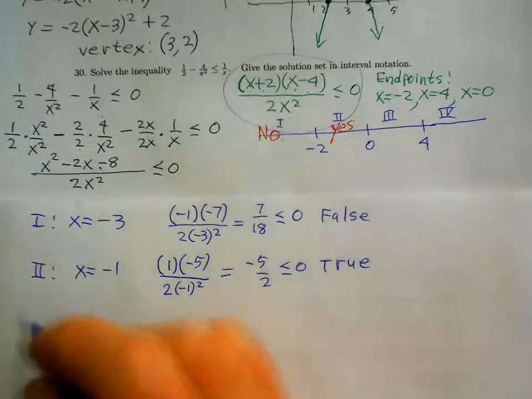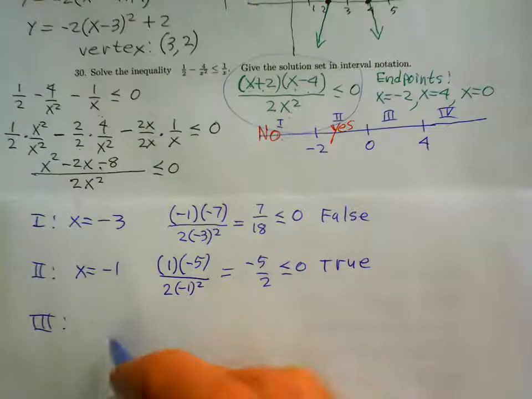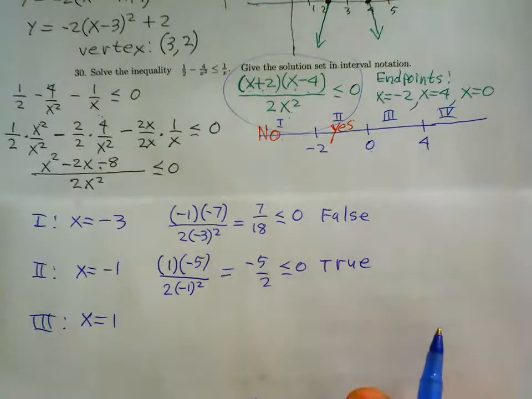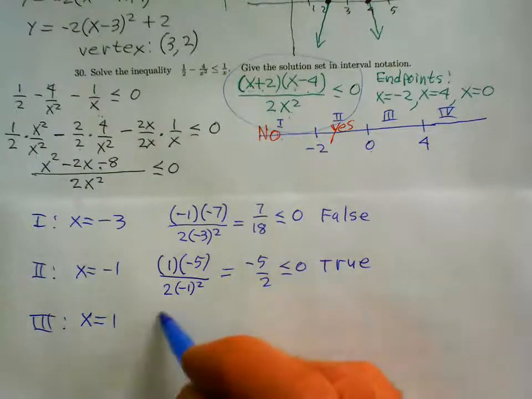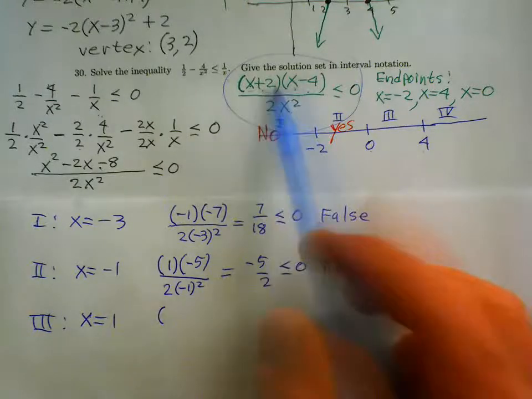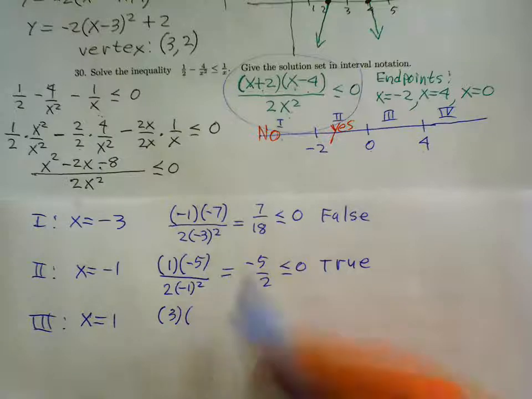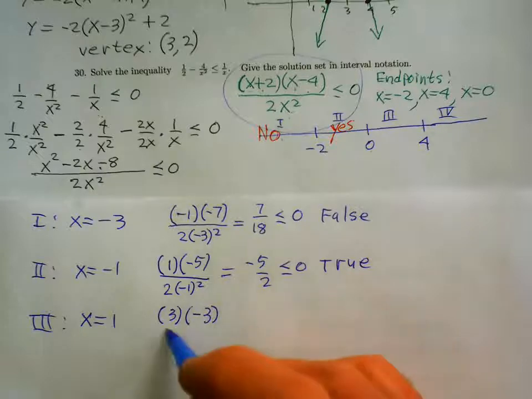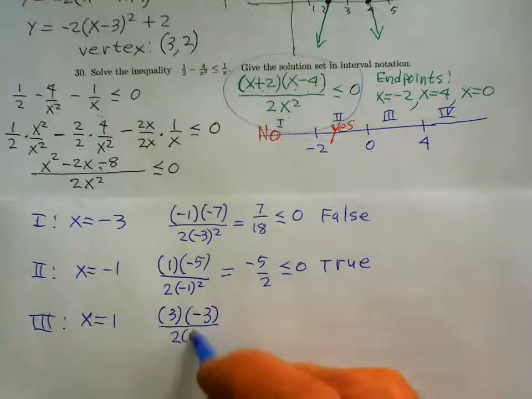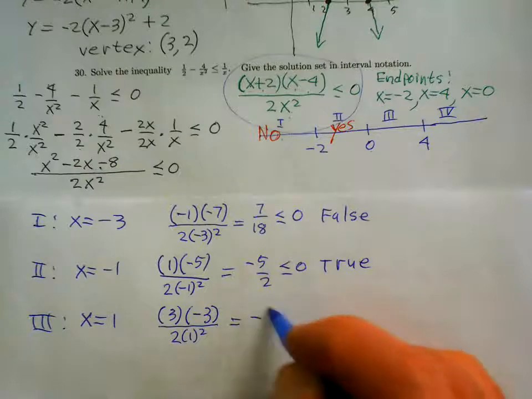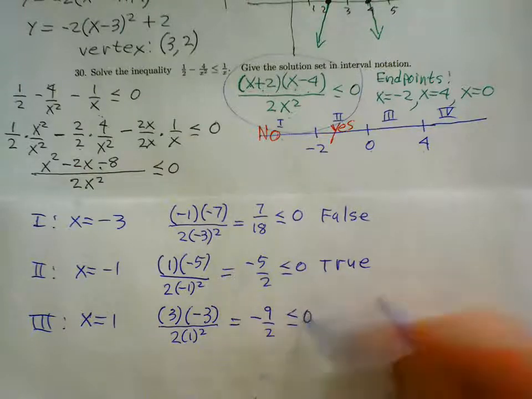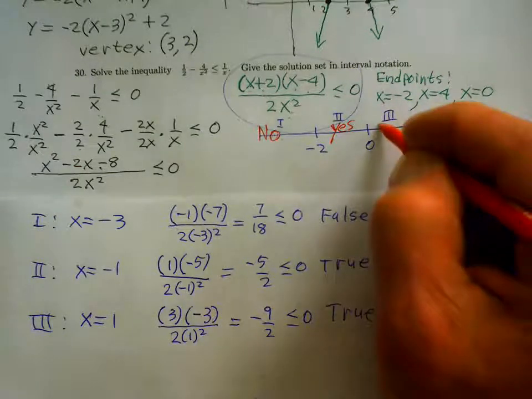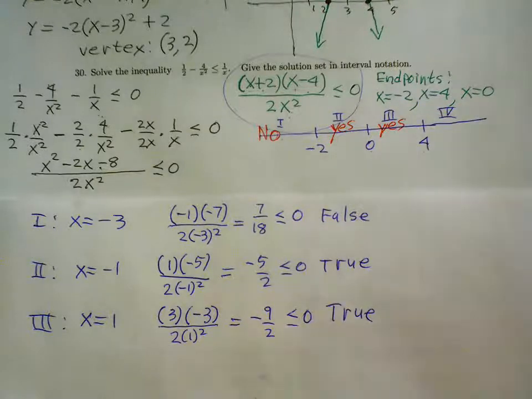Then in the third interval, pick a number between 0 and 4. I'll pick x to be +1. And in the inequality in factored form, 1 plus 2 is 3. 1 minus 4 is -3. In the denominator, 2 times 1 squared is just 2. So we get -9/2 is less than or equal to 0. That's true again. So the numbers between 0 and 4 are solutions.